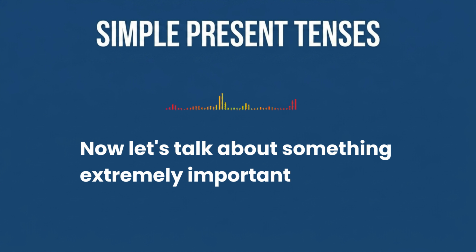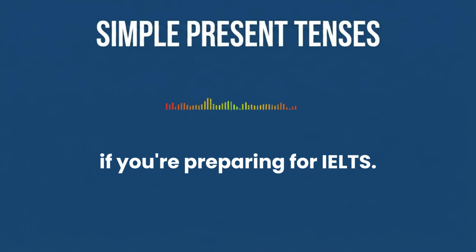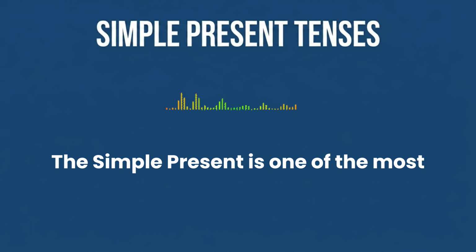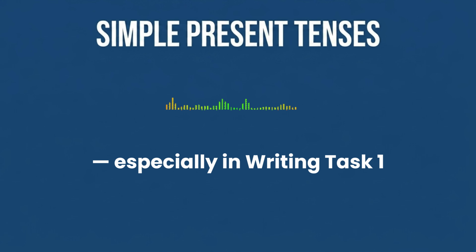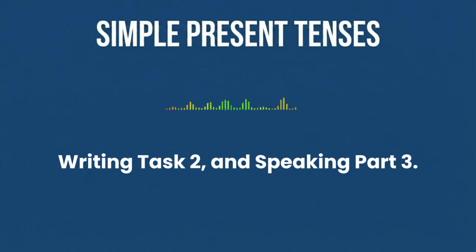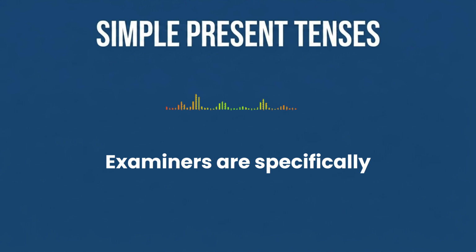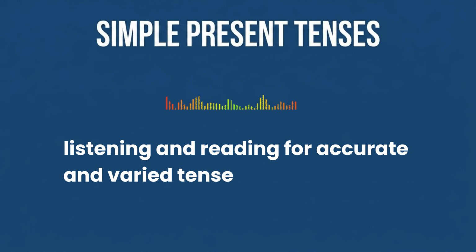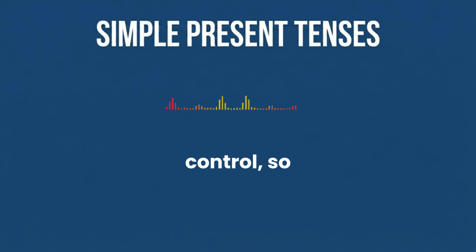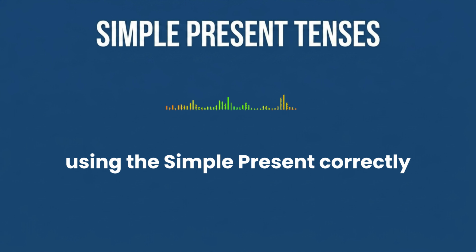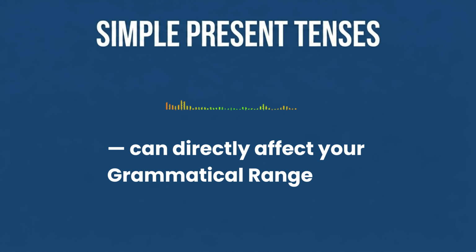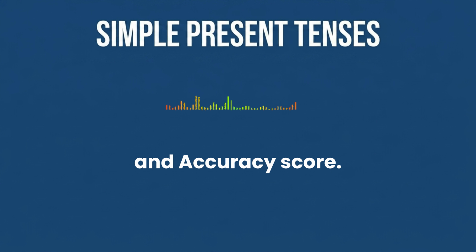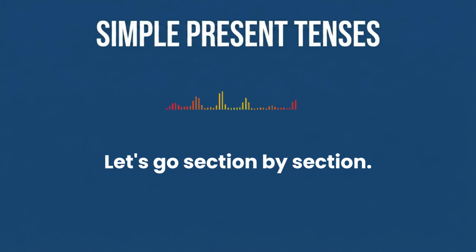Now let's talk about something extremely important if you're preparing for IELTS. The simple present is one of the most important tenses in the entire exam, especially in writing task 1, writing task 2, and speaking part 3. Examiners are specifically listening and reading for accurate and varied tense control. So using the simple present correctly and knowing exactly when not to use it can directly affect your grammatical range and accuracy score. Let's go section by section.